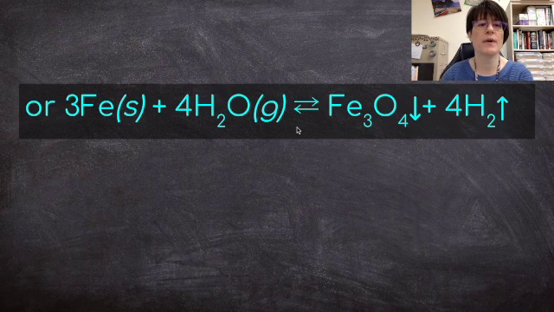Or another way to write this is we could leave the beginning the same, but since the Fe3O4 is a precipitate, we can use a down arrow, and because the hydrogen gas is released, we can use an up arrow in the place of S and G.